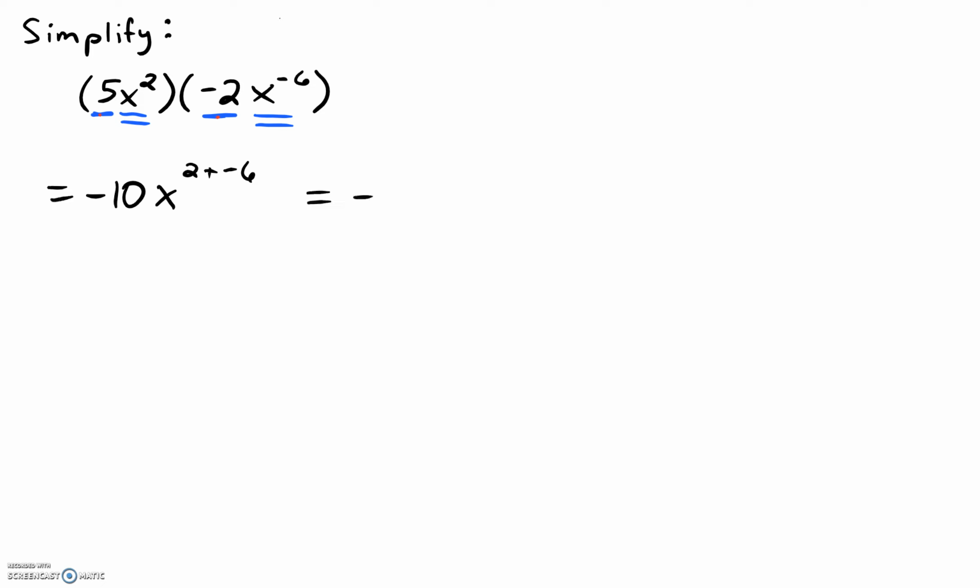So we can bring over the negative 10 because there's nothing else to do there. We have x to the 2 plus a negative 6. That's the same thing as 2 minus 6, which is negative 4. Now we have a negative exponent, so we need to deal with that before we're fully simplified.